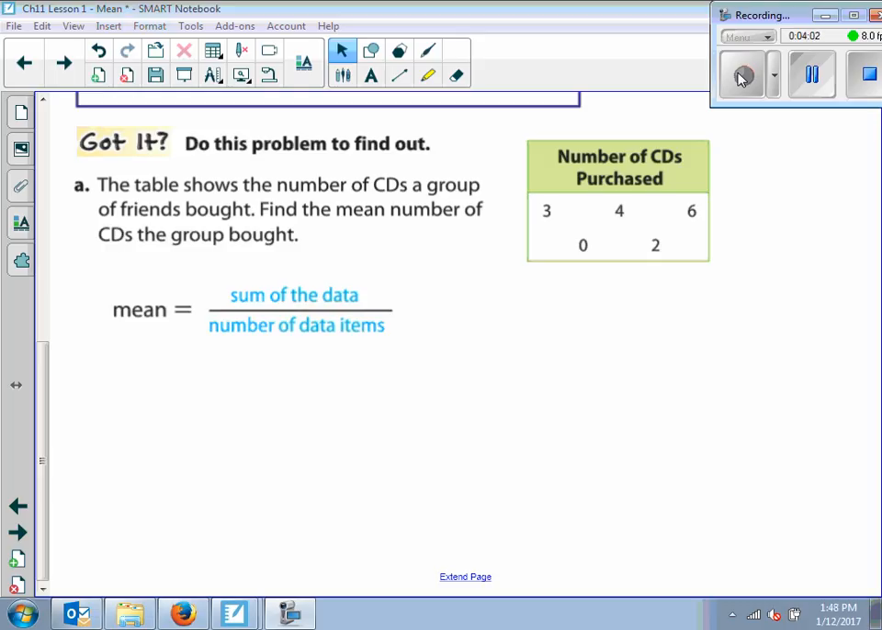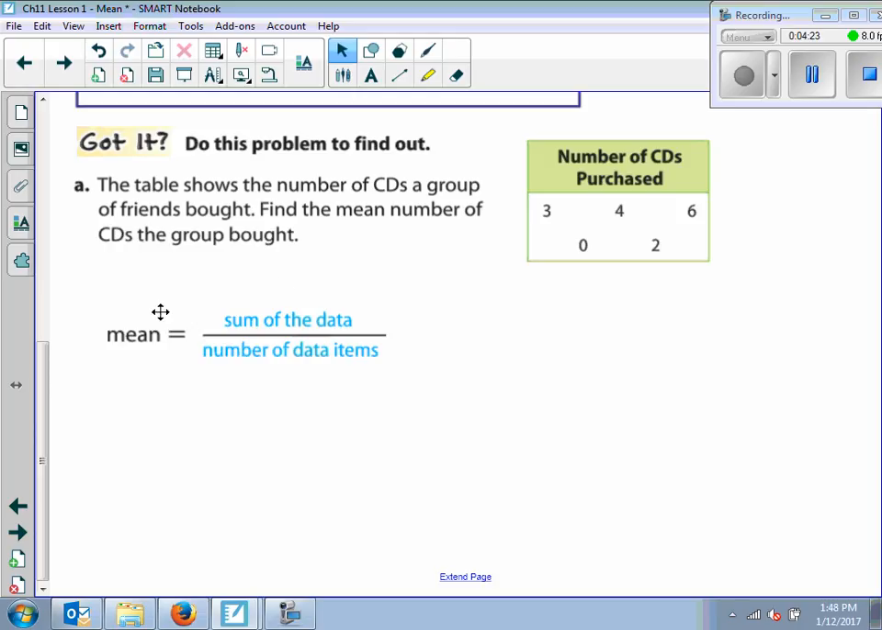This one I do want you to put in your notes. The table shows the number of CDs a group of friends bought. We want to find the mean number of CDs the group bought. To find the mean, once again, we take the sum of the data and then we divide by the number of data items. I expect to see your work. We're not using the dot line dot. We're using the fraction bar to show division.